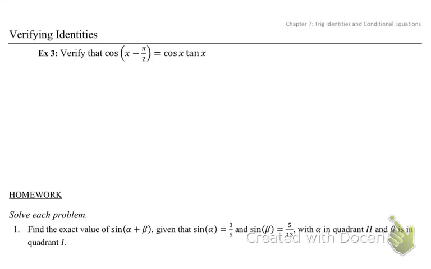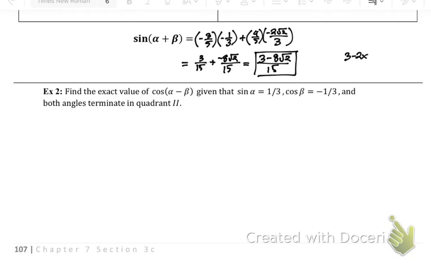All right. Let's do our next problem. So this one says we're supposed to find the exact value of cosine alpha plus beta. Now, once again, this just kind of takes practice, understanding that I'm just asking you to write out what this means. So I'm going to take that cosine alpha minus beta.